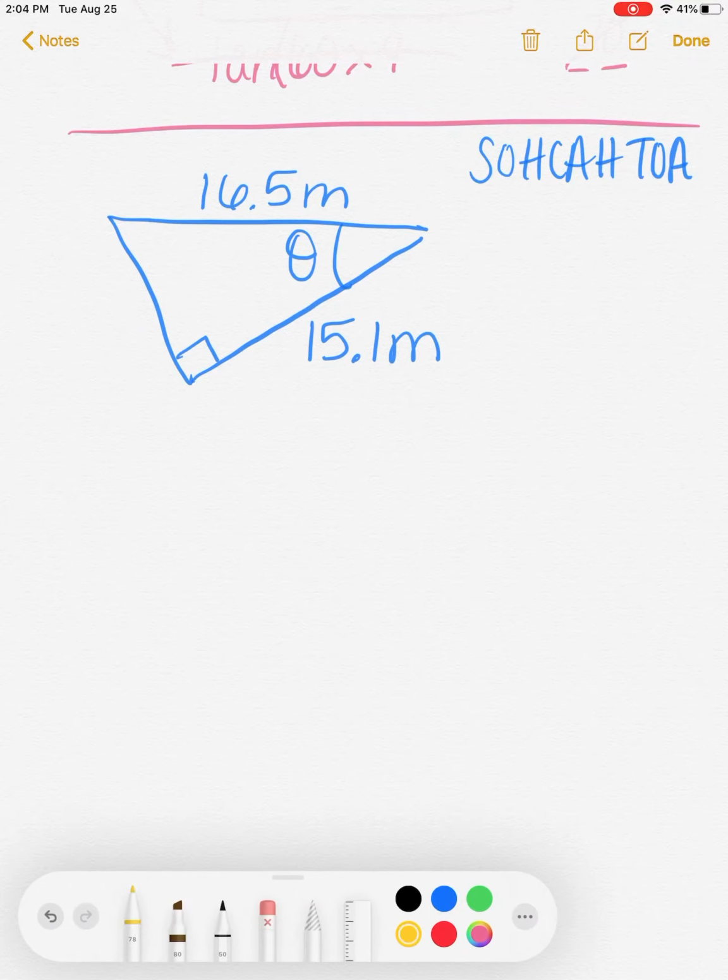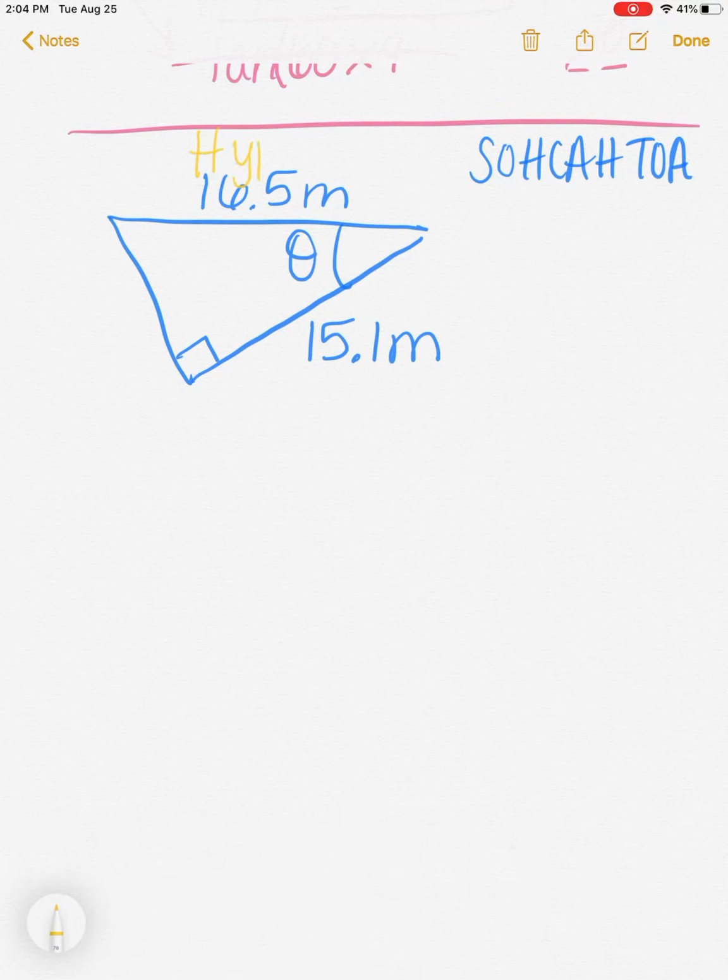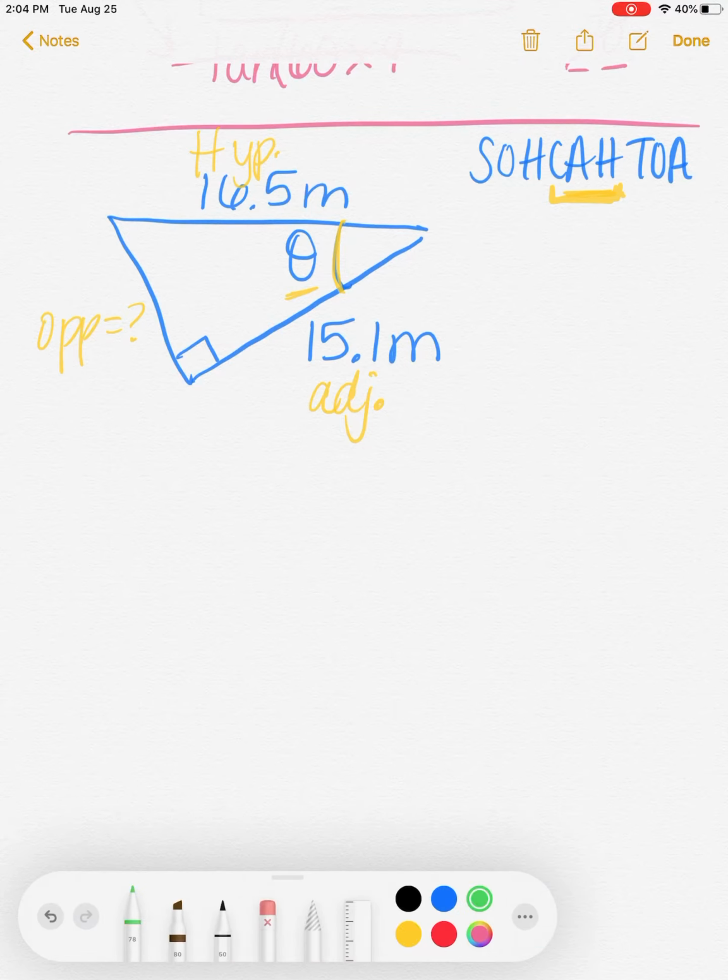All right, let's label what we've got going on. So this side, since it's across from the right angle, 16.5 is the hypotenuse. All right, since this is our desired angle right here, and 15.1 is touching it, that is the adjacent side. We do not, in this case, know the opposite, and we are not asked for the opposite. We're supposed to find theta. So what I know is the hypotenuse and the adjacent. Hypotenuse and adjacent, and I want to know theta, I'm going to use the cosine function. All right, so let's use cosine.